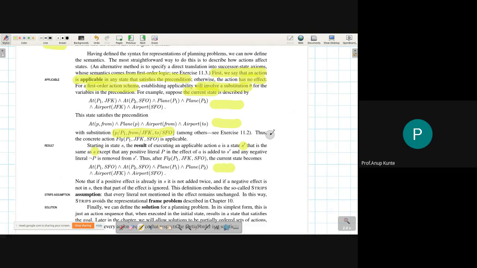So we start from state S1 here. Okay, we have this action once preconditions are matched using the substitution theta, which will generate the action Fly P1 JFK SFO, and which will make us reach S2 as our resulting state.